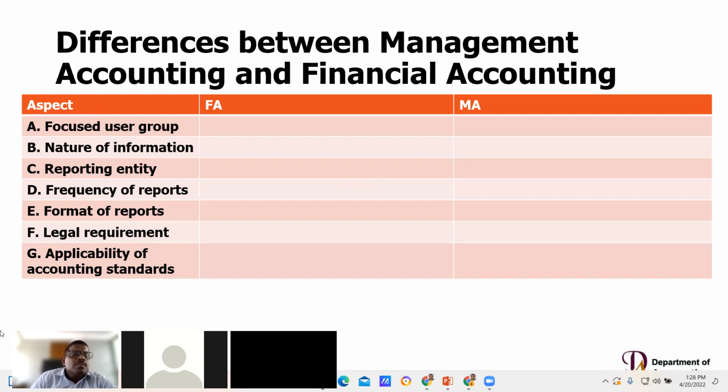Focused user group, nature of information, reporting entity, frequency of reports, format of reports, legal requirement, applicability of accounting standards.